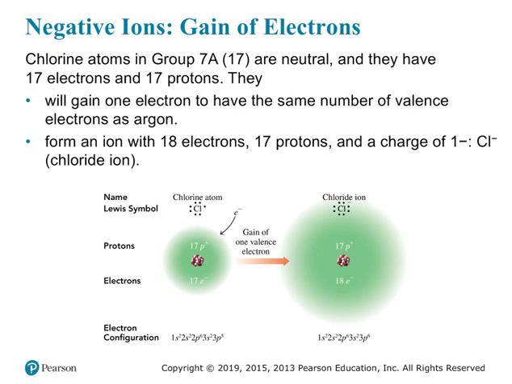So down below, you can see we have a neutral chlorine atom, and it's going to gain an electron. And when that happens, we will end up with 18 electrons. However, chlorine's number of protons never changes, so we still only have 17 protons. So now we have an extra electron, which means chlorine will be negatively charged.